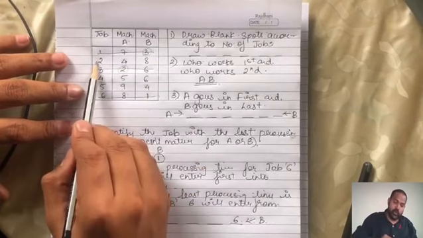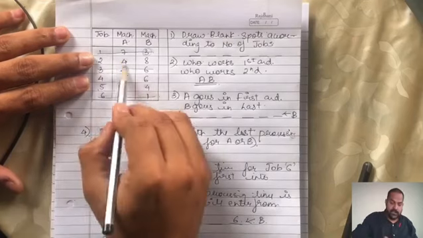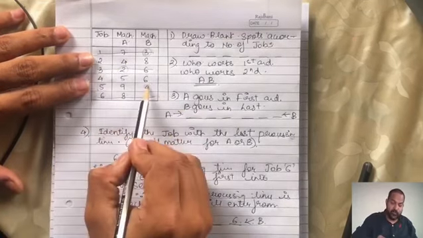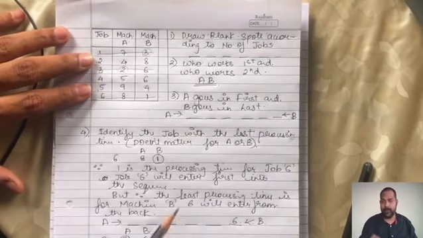So, who will enter? 2 will enter and 5 will enter. But don't worry. This 4 is for A, so 2 will enter from the front. And this 4 is for B, so 5 will enter from the back.